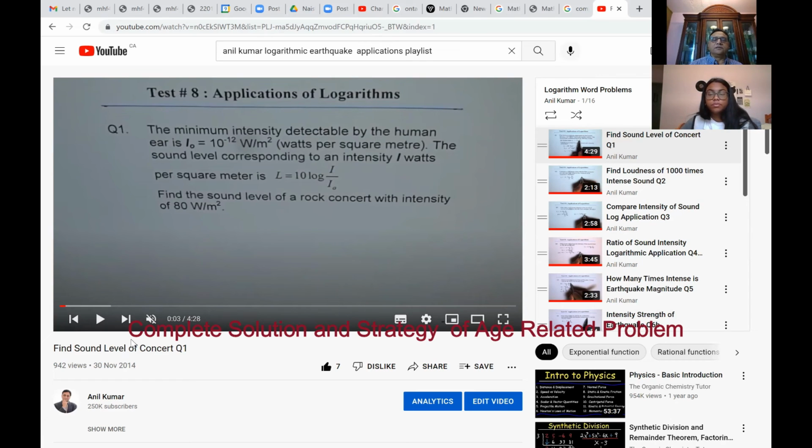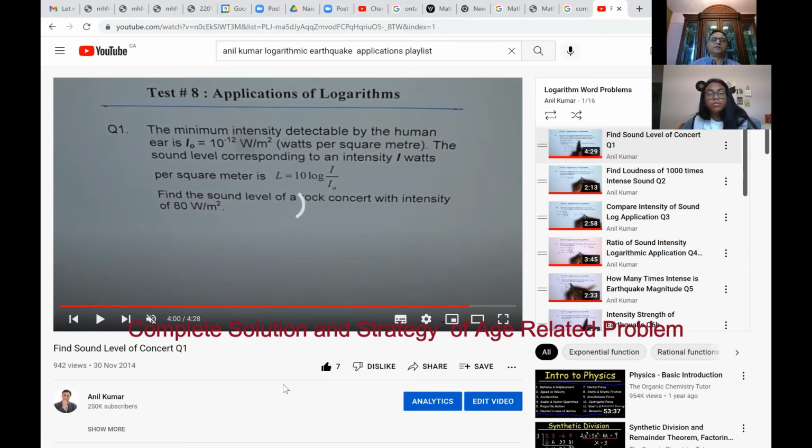Find the sound level, that is L, of a rock concert with intensity of 80. So just plug in 80 for I, and the I0 value is given to you as 10 to the power of minus 12, right? Yeah. And calculate your answer. So let's see the answer here.